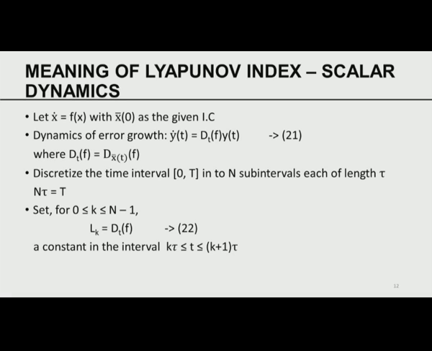So what is the meaning of this Lyapunov index? I am going to introduce it by illustrating it on a scalar dynamics. In fact, the entire theory of dynamical chaos in deterministic systems is centered around this notion of Lyapunov indices: average rate of growth of errors, sensitivity to initial conditions. So what is the idea?